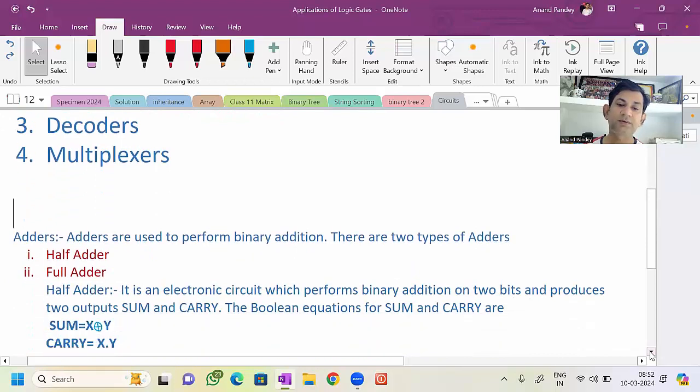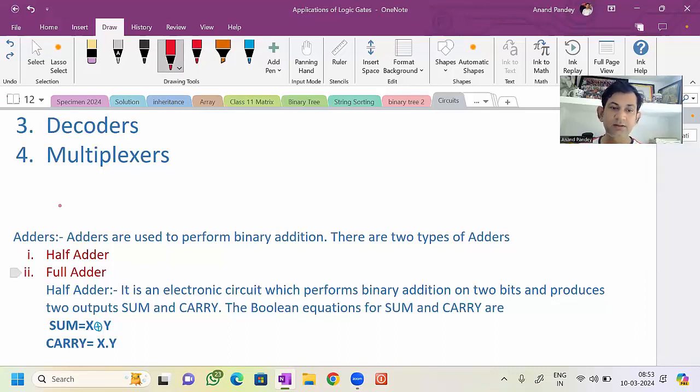Adders are used to perform binary addition. To perform binary addition in computer, adders are used. Adder is an electronic circuit which is used to perform binary addition. There are two types of adders, half adder and full adder. Half adder is an electronic circuit which performs binary addition on 2 bits, and full adder is an electronic circuit which performs binary addition on 3 bits.